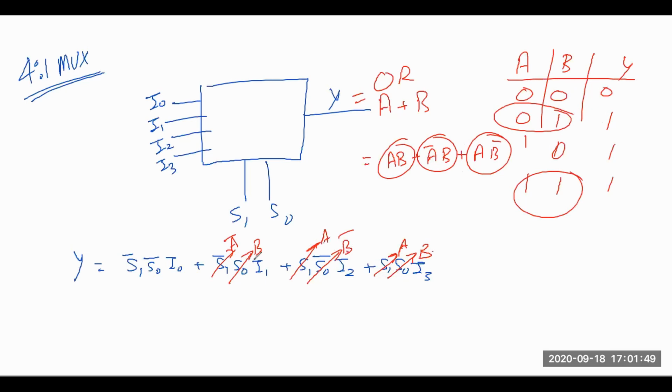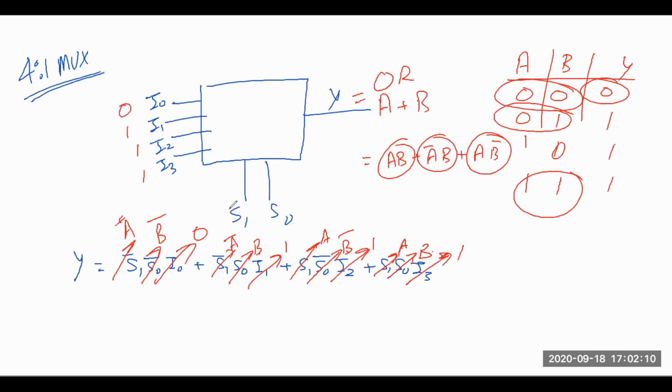Automatically this will become AB bar, this will become A bar B, and this will become A bar B bar. But I don't want this A bar B bar because this is 0 here. So I will simply give this I0 as 0 and all the others as 1. So here I will give 1 1 1, here I will give 0, here I will give A, and here I will give B. Then I will get this A plus B directly. So in this way we can have a realization of the OR gate.